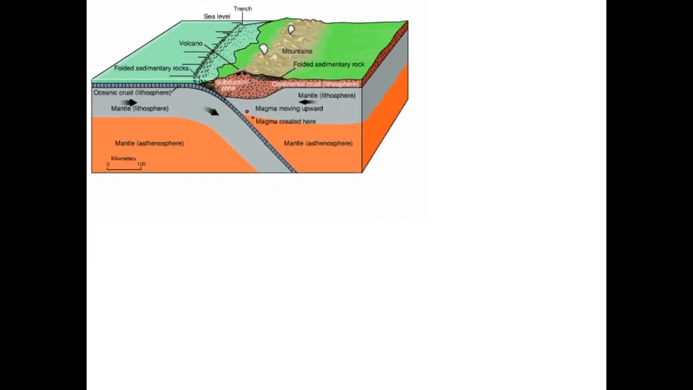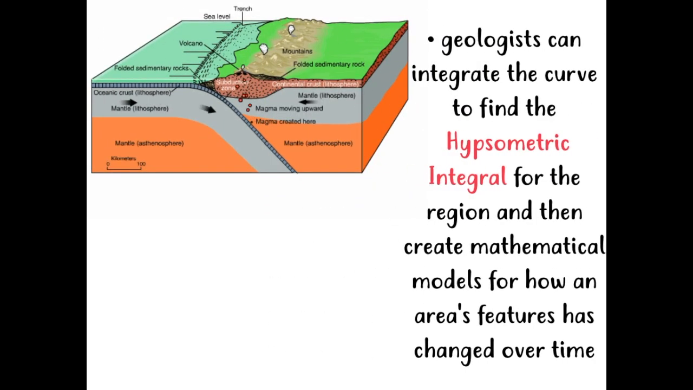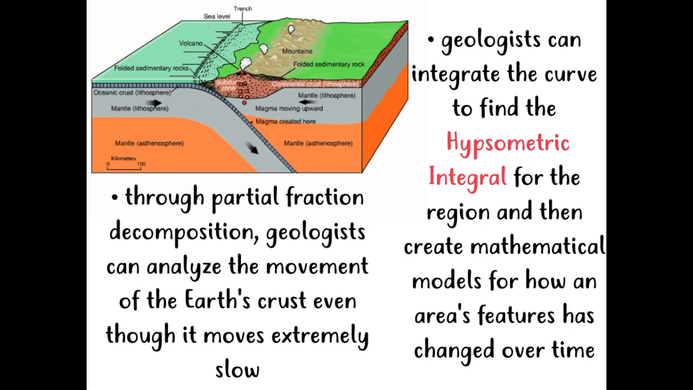Geologists can then integrate the curve to find the hypsometric integral for the region and then create mathematical models for how an area's features have changed over time. So, as shown, through partial fraction decomposition, geologists can analyze the movement of the Earth's crust even though it moves extremely slowly. Let's move on to a different topic.